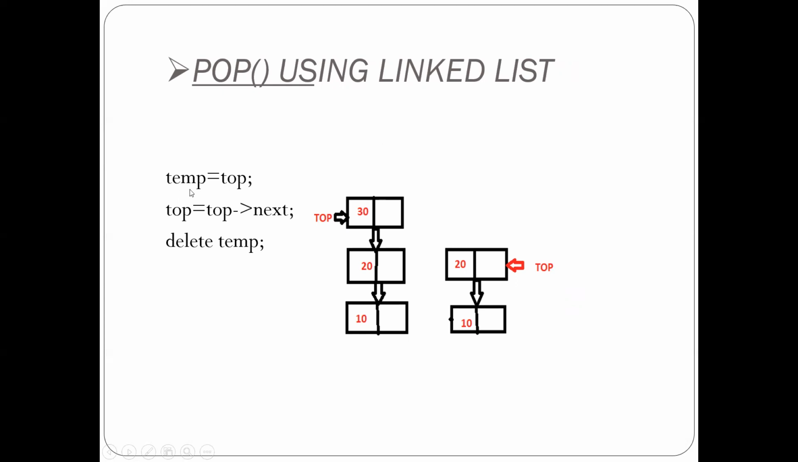That same thing I have written here: temp is equal to top, so this 30 will become temp. Top is equal to top next, that means top will now point to 20, like in this case, and delete temp will delete the topmost node. So this sequence is again very important. First assign one temporary pointer, shift the top pointer to the next node, and then delete the temporary node. So this is the pop using the linked list.